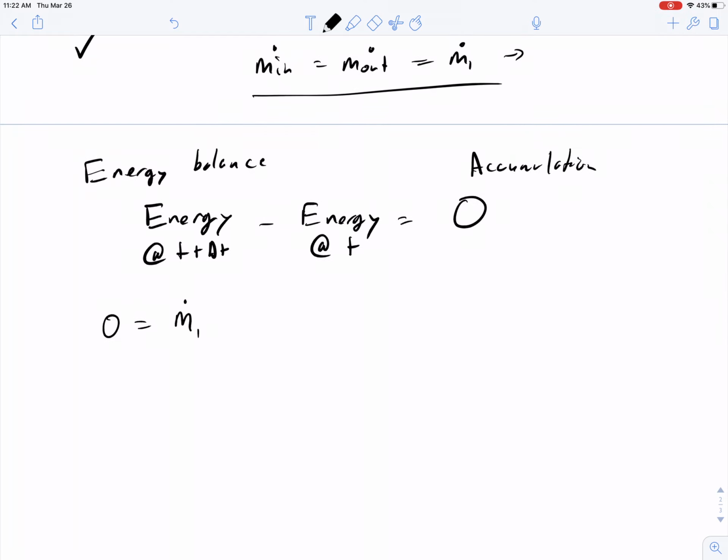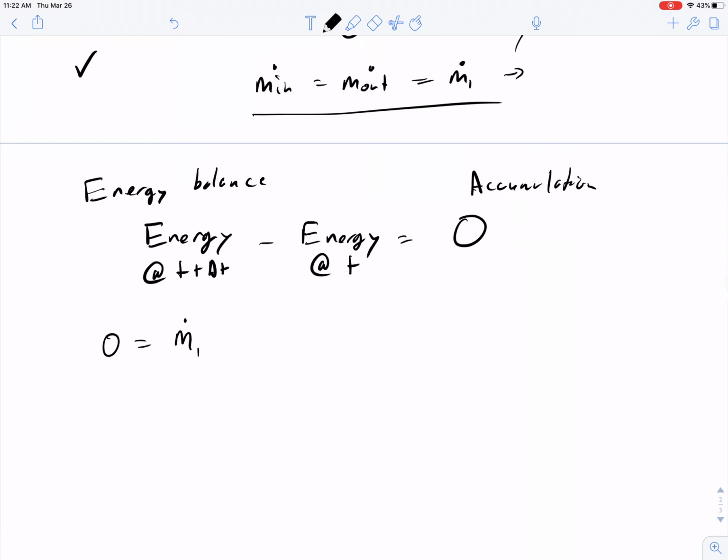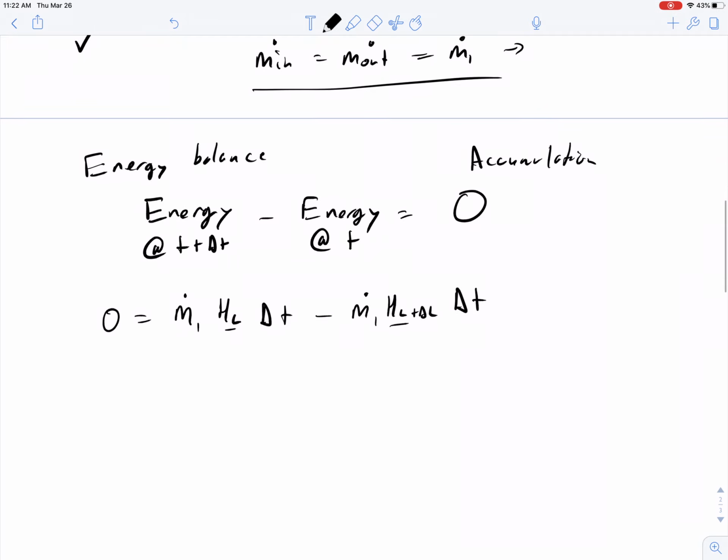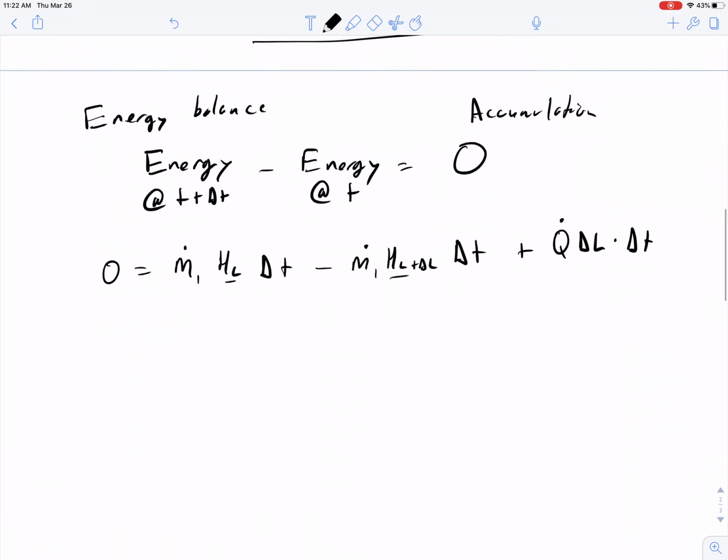that's flowing in at the left-hand side boundary, times what the stream is bringing with it, which is the enthalpy at position L, and it's doing so over time interval delta T. And this is what's leaving with enthalpy at L plus delta L, times the overall time interval over which it's happening. And this is balanced plus the heat transfer that's occurring per unit length times the length of that interval times the time interval over which it's happening.